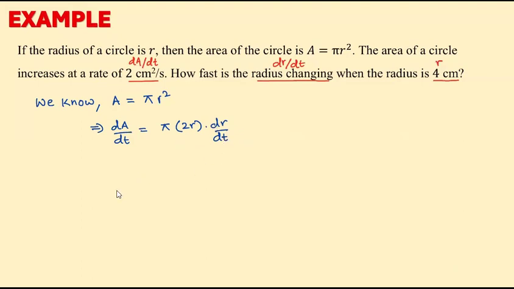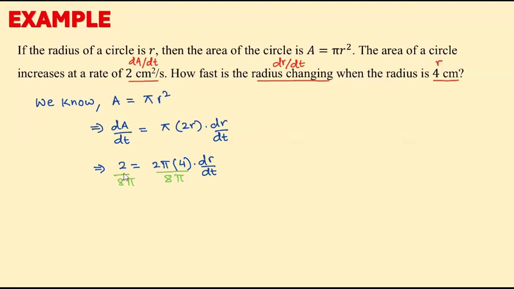Now, we can plug in all the values that we know. dA over dt is given, that's 2. And then 2 times pi, that is 2 pi, multiplied to the value of r is 4, multiplied to dr over dt. Now, in order to find the value of dr over dt, we can divide on both sides by this quantity, which is 8 pi, 4 times 2, 8 pi. So we can divide on both sides by 8 pi.